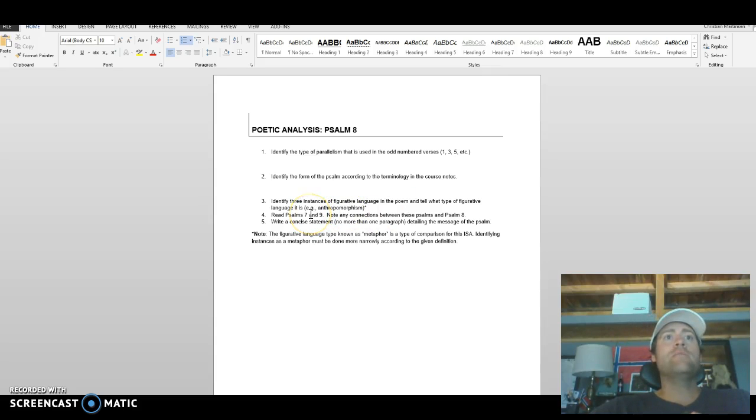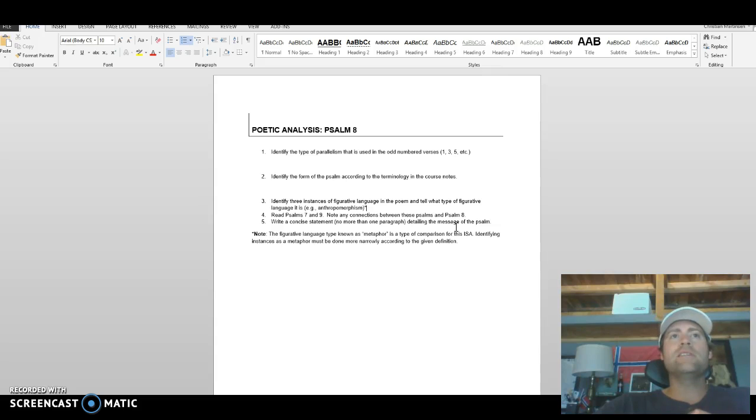Then read the psalms before and after Psalm 8, Psalm 7 and 9. And then note any connections you see between those psalms and Psalm 8. And then finally, write a concise statement, no more than a paragraph, detailing the message of the psalm. So ultimately, Psalm 8's not very long. So you're not rewriting Psalm 8 or summarizing necessarily every single verse, even though it's a short psalm and your summary is not going to be all that much shorter.